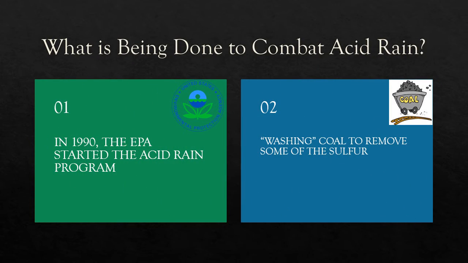What's being done to combat acid rain. In 1990, the EPA, or Environmental Protection Agency, started the Acid Rain Program, which puts a cap on the amount of sulfur dioxide and nitrogen oxide that factories release into the air, which in turn reduces the amount of sulfuric and nitric acid that is created in acid rain. Scientists have also discovered a way to wash coal to remove some of the excess sulfur before it is burned and used. Not all of the sulfur is removed, so this isn't entirely a solution, but it at least minimizes the damage that is done.